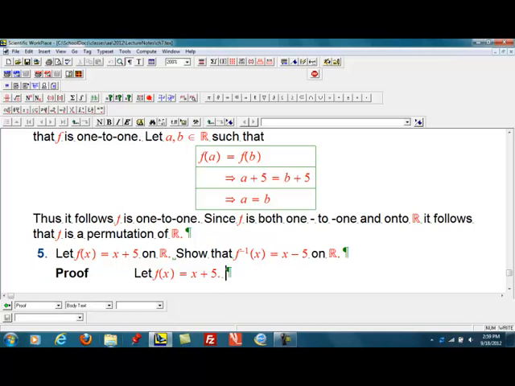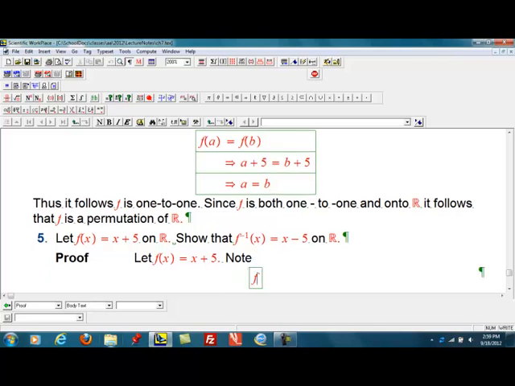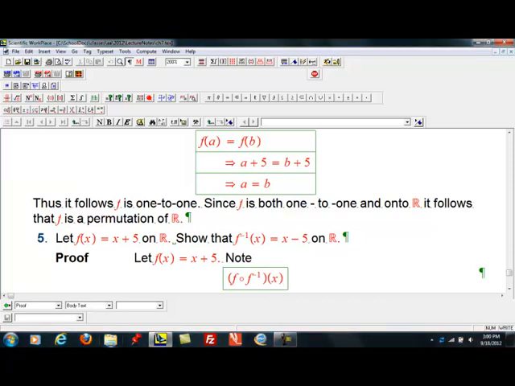Okay, so how do you show the inverse is equal to something? You're just going to use it. So you're going to have f composed with f inverse of x. It's similar to part 2. Once you figure out the formula, you're just going to write it down. This is going to be f composed with f inverse, which is going to be x plus 5.